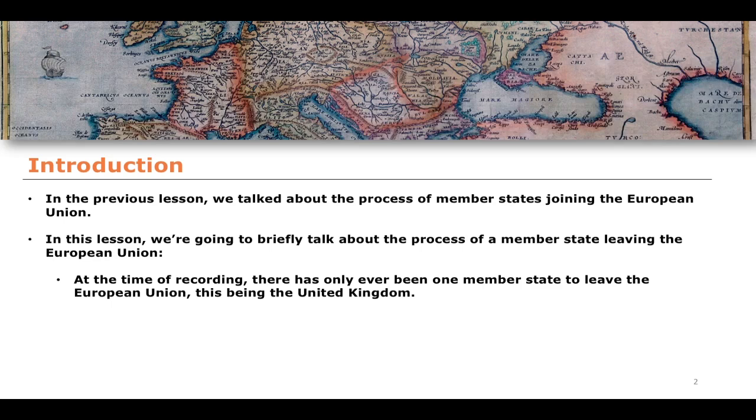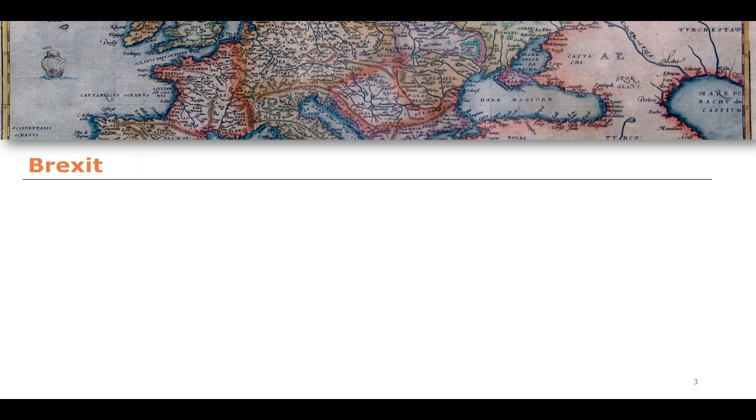There is, of course, a lot of Brexit-related, leaving-the-European-Union kind of fervor and rhetoric around some member states. But for the most part, I don't think that there is a significant and substantial movement in any of the other member states to leave the European Union at the time of recording.